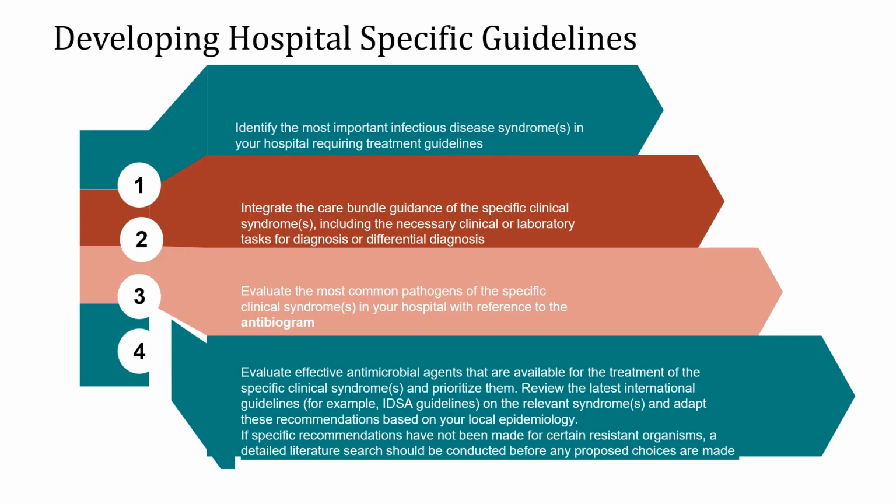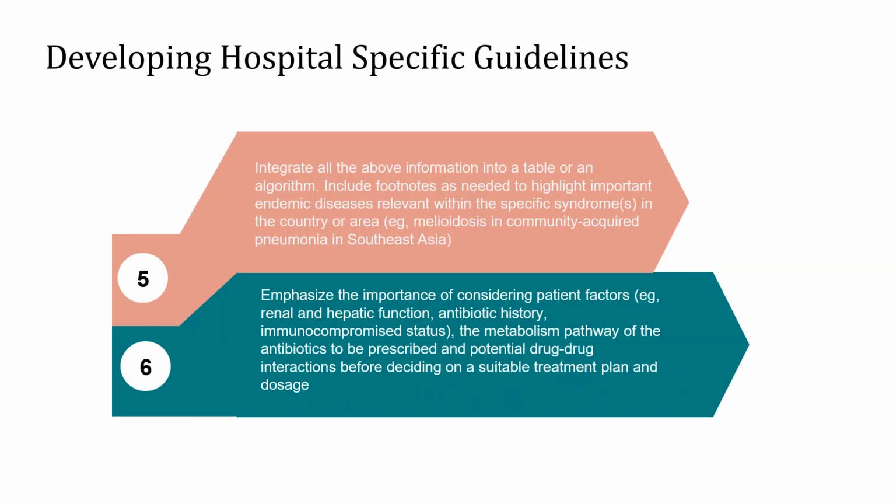Developing specific guidelines or antibiotic policy involves steps such as identifying the most important common ID syndromes in the hospital, integrating the care model guidance of the specific clinical syndromes, evaluating the most common pathogens causing those syndromes, evaluating the most effective antimicrobials against them, and putting all the information into an algorithm to develop the specific hospital guideline.